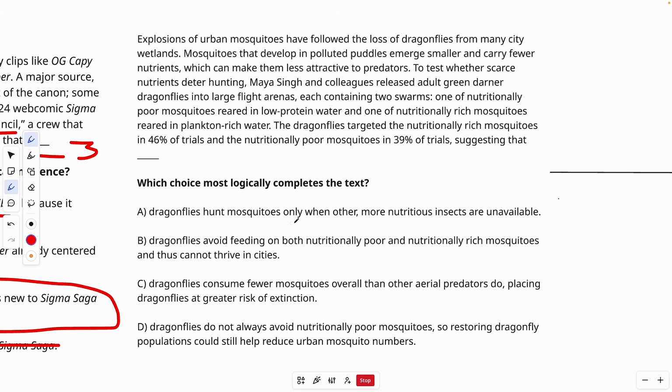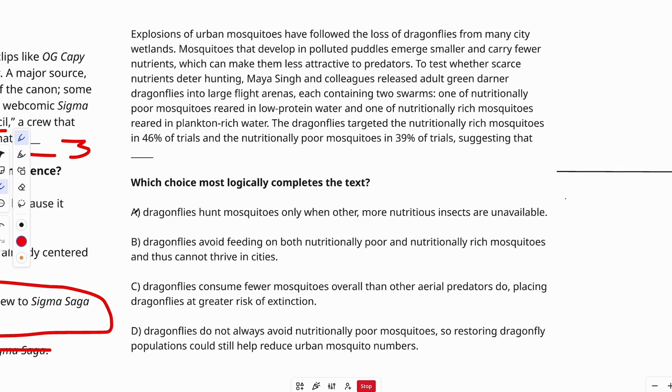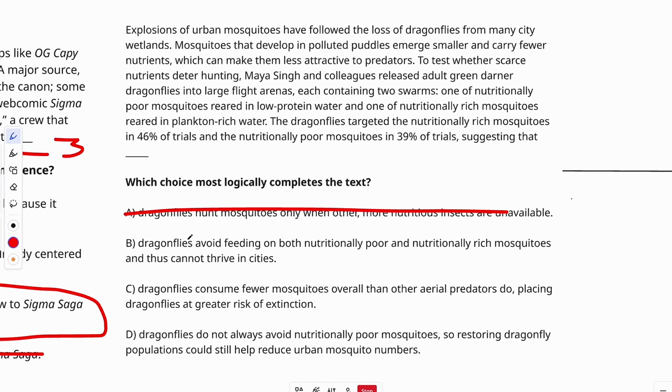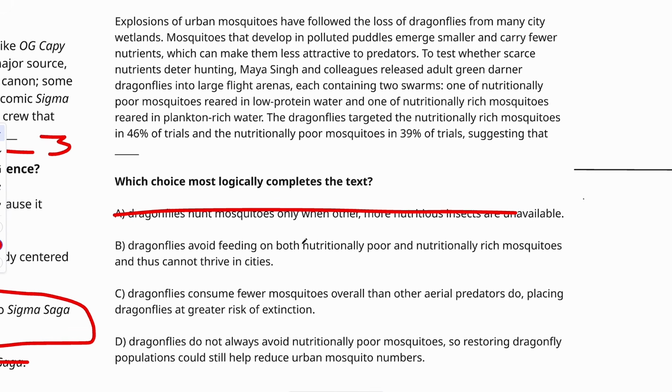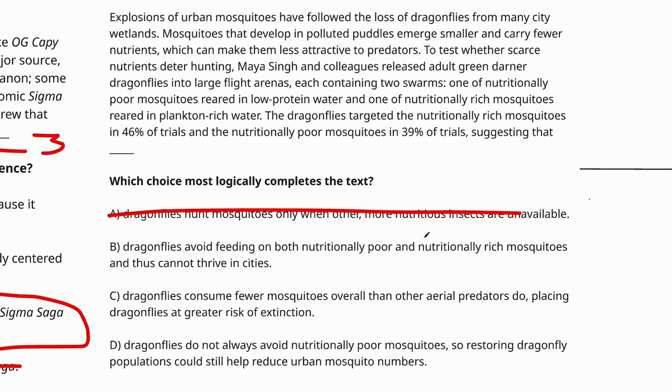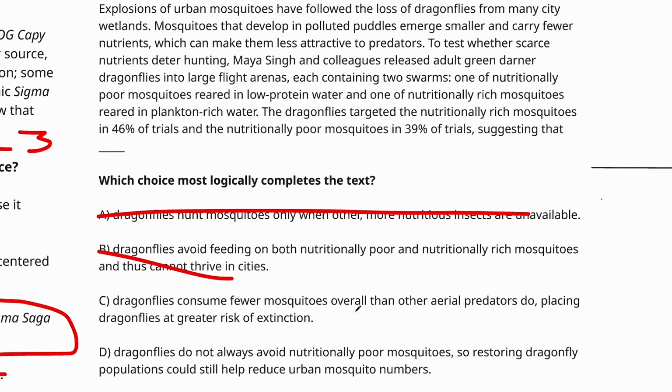Dragonflies hunt mosquitoes only when other and more nutritious insects are unavailable. We don't really talk about the other insects in this passage, so that can't be it. Dragonflies avoid feeding on both nutritionally poor and nutritionally rich mosquitoes and thus cannot thrive in cities. It does not say that, it says the exact opposite. They actually feed on both. Dragonflies consume fewer mosquitoes overall than other aerial predators do.